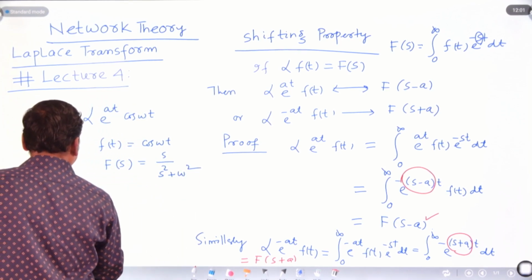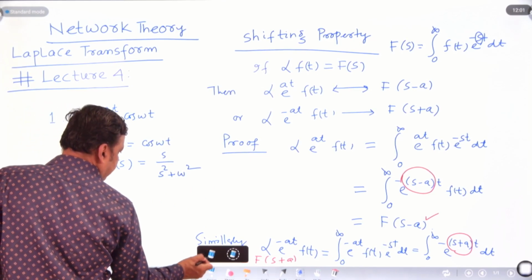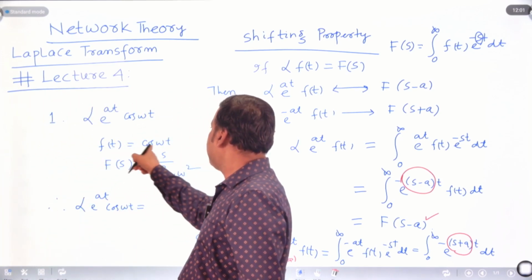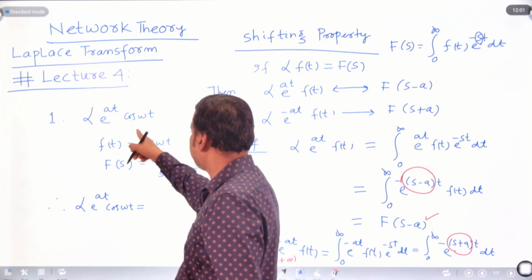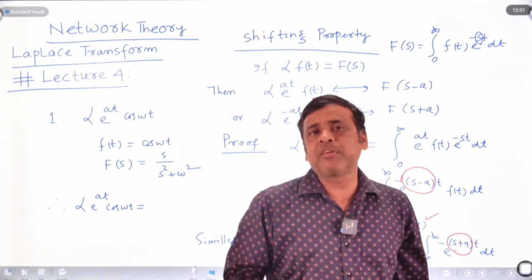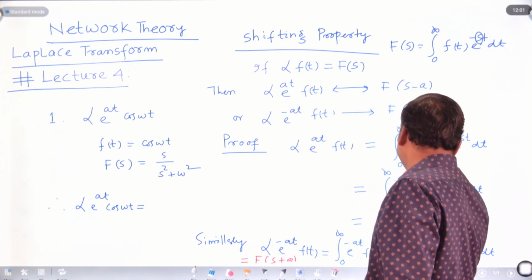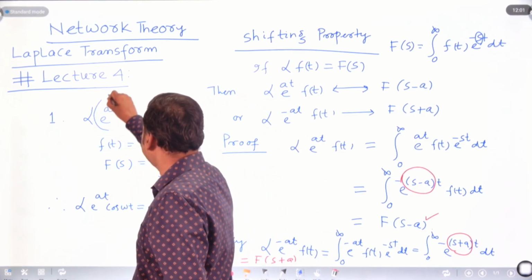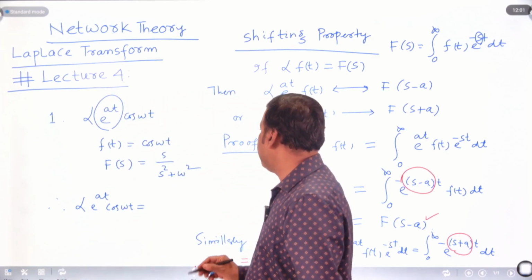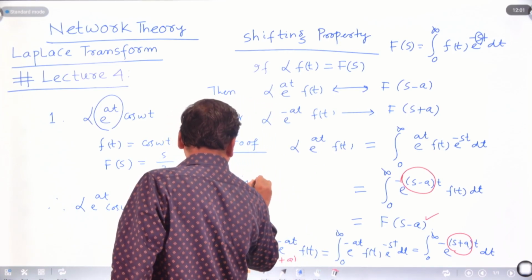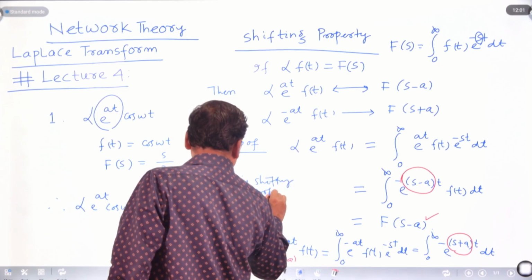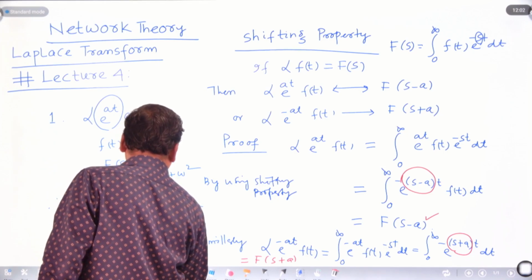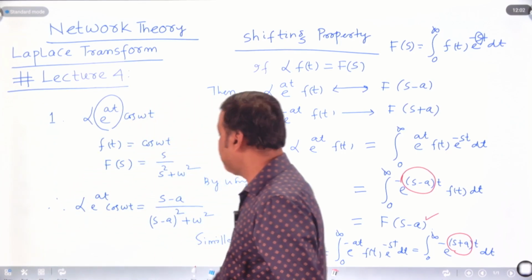So the Laplace transform of e to the power at cos omega t: f of t is cos omega t, and f of s is s by s square plus omega square. If e to the power at is multiplied with cos omega t, as I already told you, in place of s the function is shifted to s minus a. By using the shifting property, in place of s you put s minus a, giving s minus a divided by s minus a whole square plus omega square. This is the Laplace transform of e to the power at cos omega t.